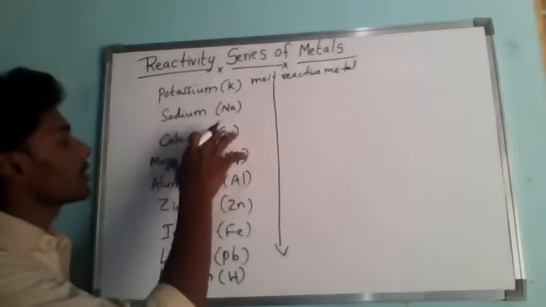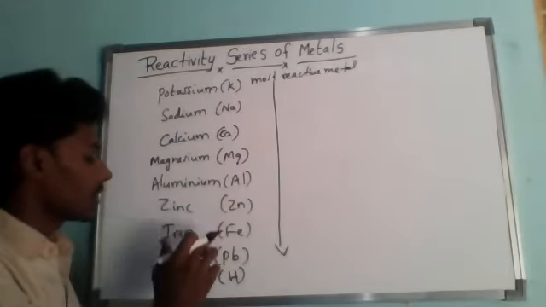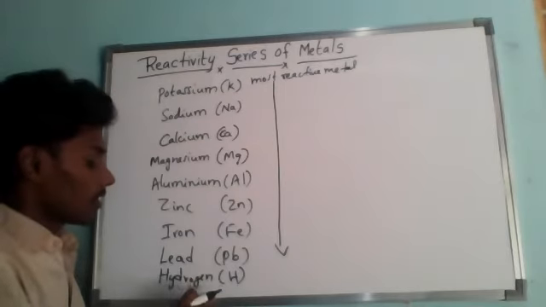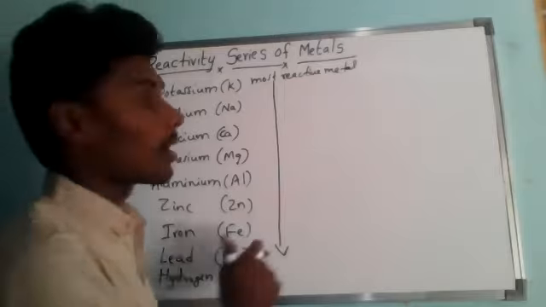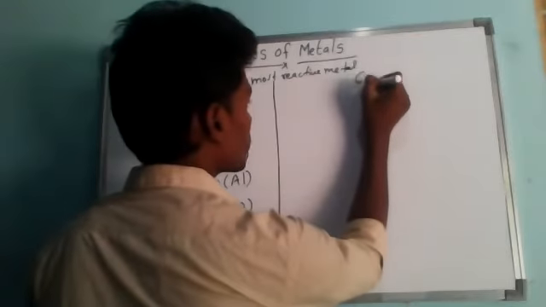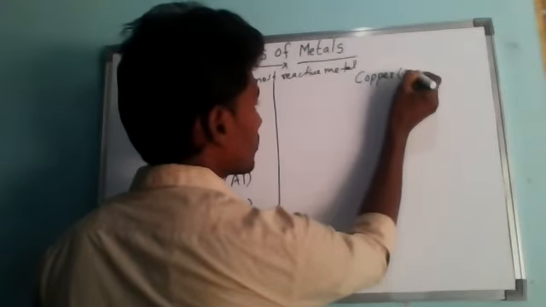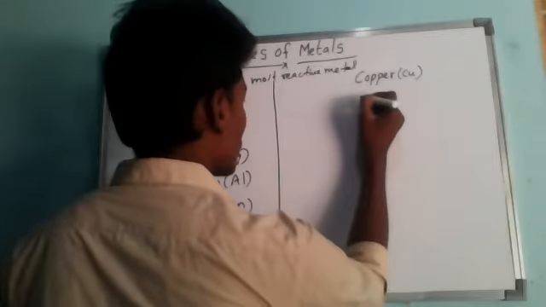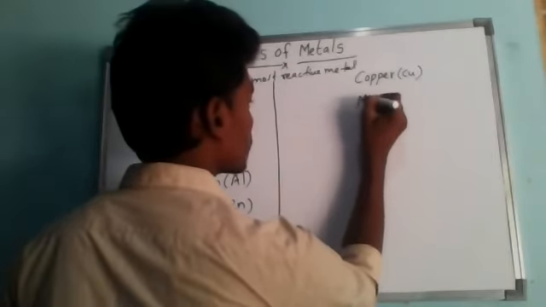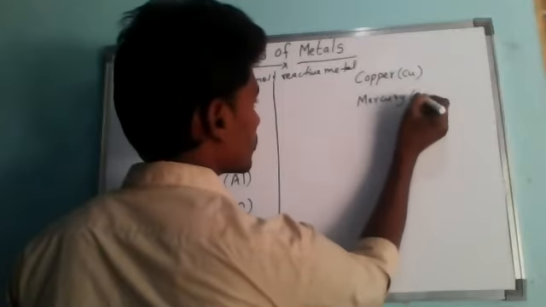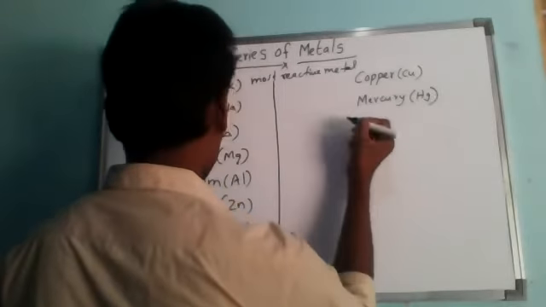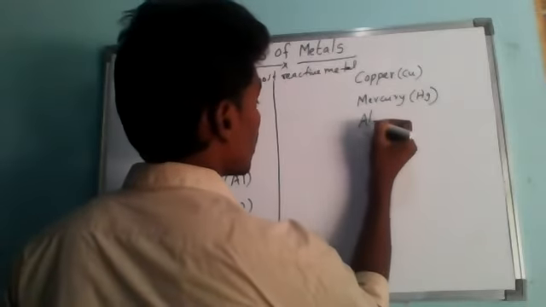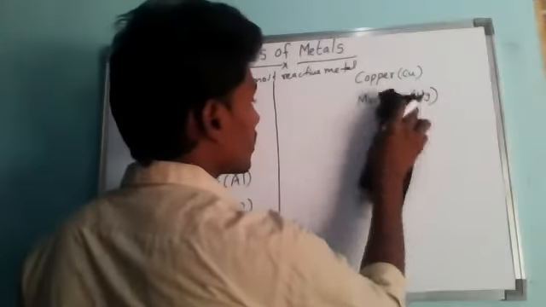Here: potassium, sodium, calcium, magnesium, aluminium, zinc, iron, lead, hydrogen. After that, the next one is copper, C-O-P-P-E-R, and the symbol is Cu. Next one is mercury. The mercury symbol is Hg.